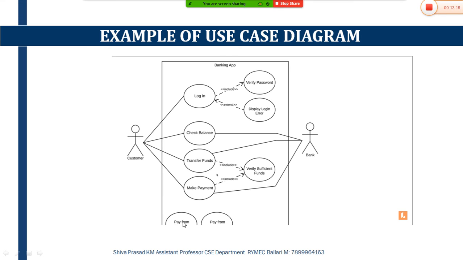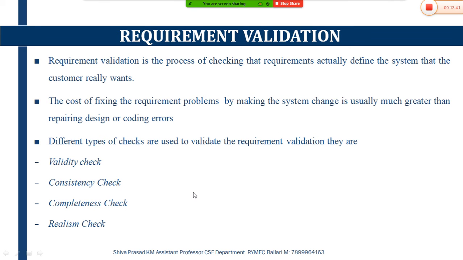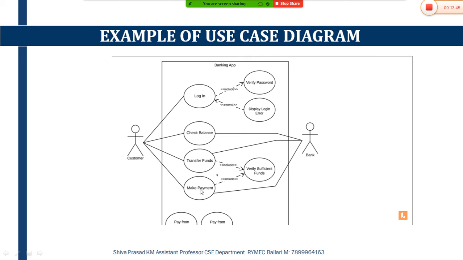Whereas in this one, the payment process, pay from bank and pay from ATM system are the ones which act as children of make payment. Make payment is this particular payment, which we consider as a generalized use case, whereas these two are considered as specialized use cases.